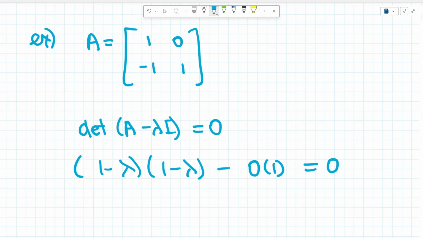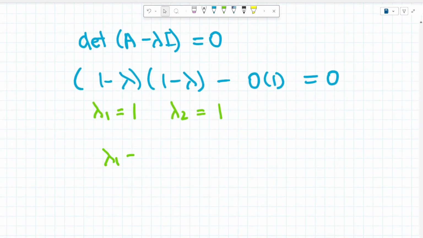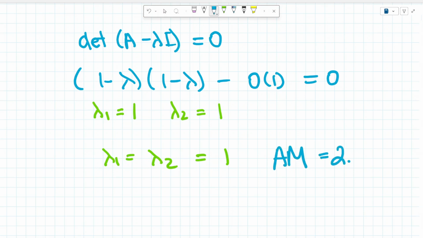So in this case, we can see that our lambda 1 equals 1 and our lambda 2 equals 1. That means that lambda 1 equals lambda 2, which equals 1. Therefore, we have a repeated eigenvalue. So that tells us that the algebraic multiplicity equals 2.